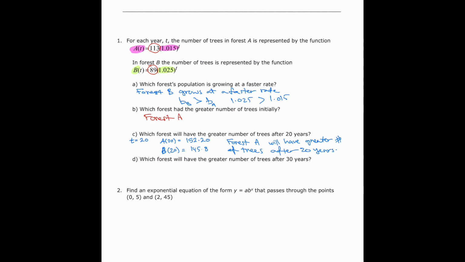Which forest will have the greater number of trees after 30 years? So we're going to substitute t equals 30. We're going to find a of 30 and b of 30. If you plug in t equals 30, a of 30 is 176.6, and b of 30 is 186.7, which means forest B will have the greater number of trees after 30 years.